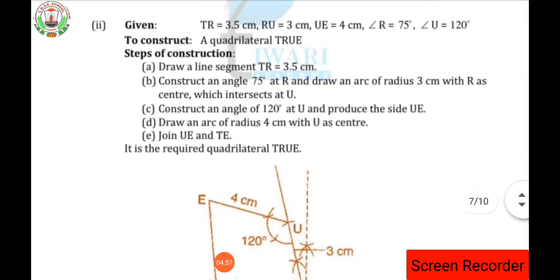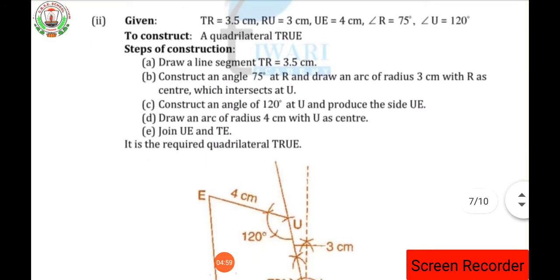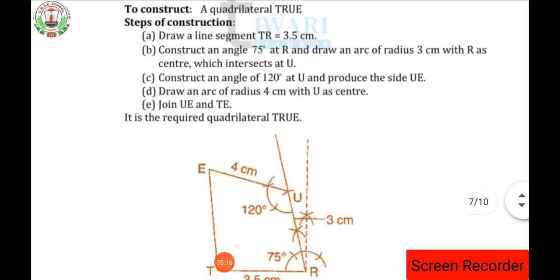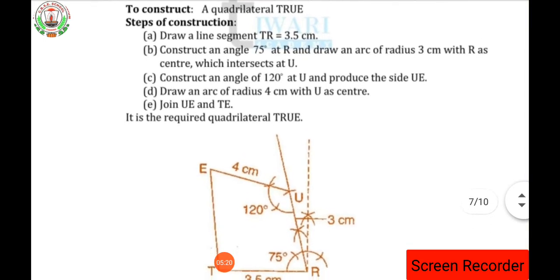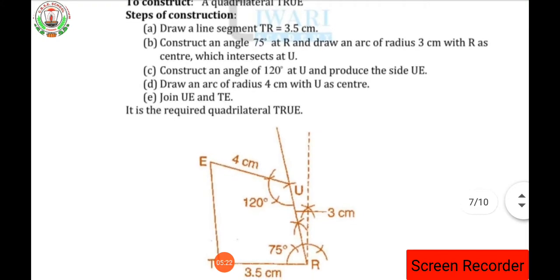Next question is about quadrilateral. So here you have to draw a quadrilateral whose sides are TR is equal to 3.5 centimeter, RU is equal to 3 centimeter, UE is equal to 4 centimeter, and angle R is equal to 75 degree, where angle U is equal to 120 degree is given. Clear up to here? So these are the measurements which you have to draw. Now construct a quadrilateral TRUE with the above.